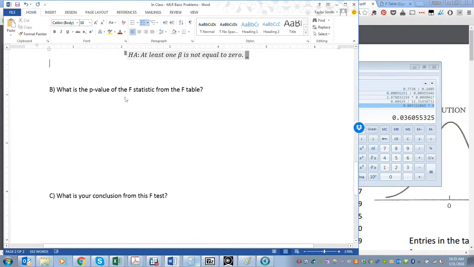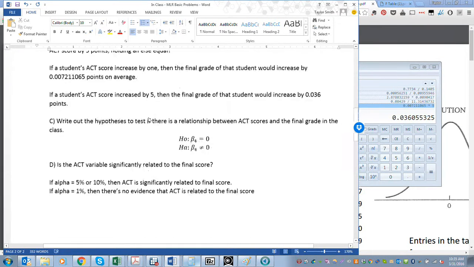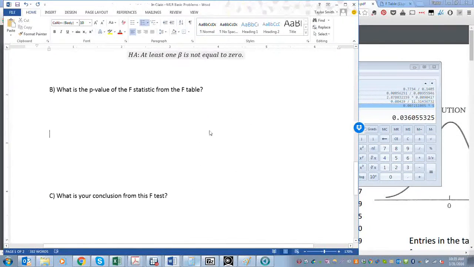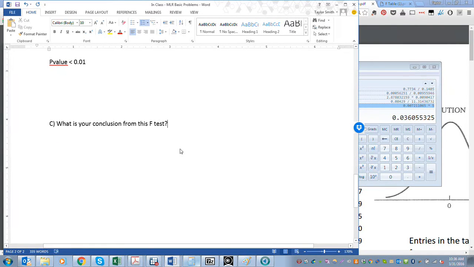So what is the p-value of the F statistic? Well, we already found that. We come up here, we found our significance level: it's less than 1%. So the p-value is less than 1%. Then what's our conclusion? Whenever you're trying to state the conclusion from a hypothesis test, we need to know our level of significance. In this case, whether it was 10%, 5%, or 1%, our p-value is less than all of those.